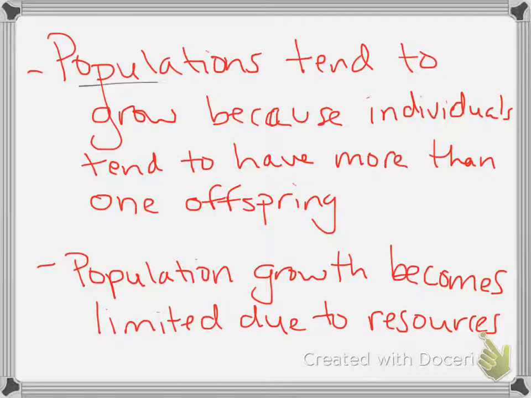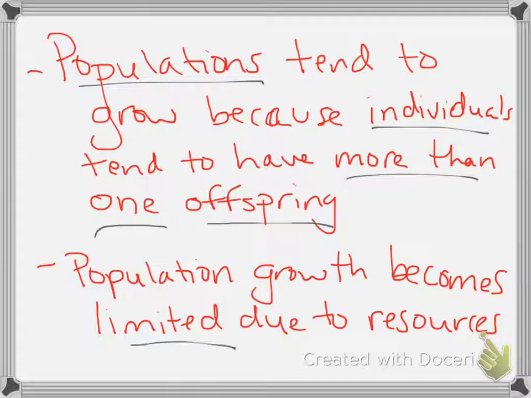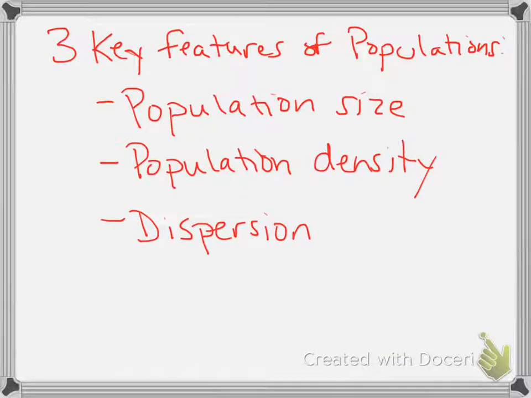Populations tend to grow because individuals tend to have more than one offspring, especially in animals, plants, certainly bacteria. They have many, many more offspring than just one. And population growth can become limited due to resources. And we'll look at population growth models here in just a bit. We have three key features of populations, and these are, we can look at population in relationship to the size, the density, or the dispersion of the population.